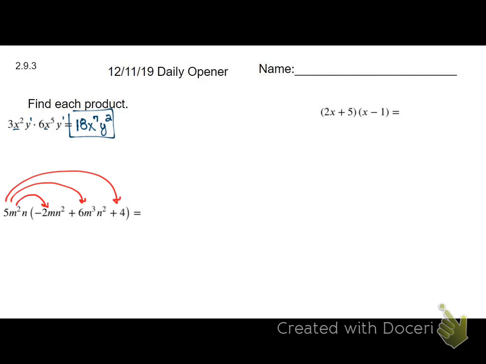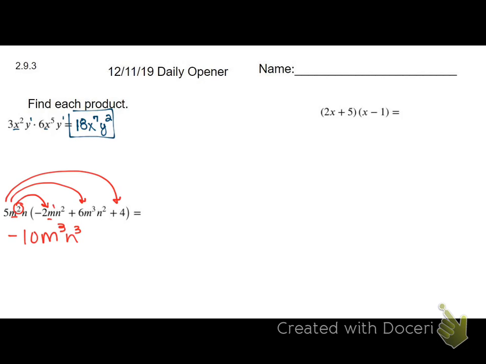Okay, so what's 5m squared n times -2mn squared? The way that I do this, I always multiply my coefficients first, and then I worry about my variables and exponents. So when I multiply together my coefficients, what do I end up getting? -10. Okay, so m, how many m's do I now have? 2 plus 1, which is 3. And then how many n's do I have? 3. Good. Any questions on how I got my exponents for my variables here?